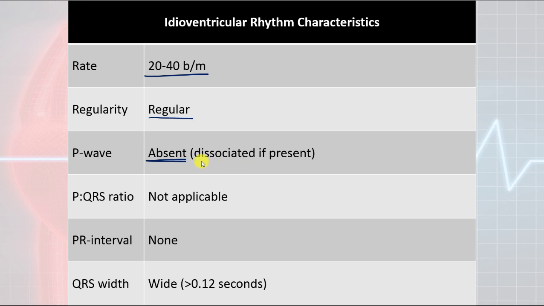If there are P waves, they will be dissociated, which means you will have no association between the P waves and the QRS complex. Since there's no P wave, there would be no P to QRS ratio, and since there's no P waves, there would be no PR interval. QRS width in an idioventricular rhythm, though, is always going to be wide.